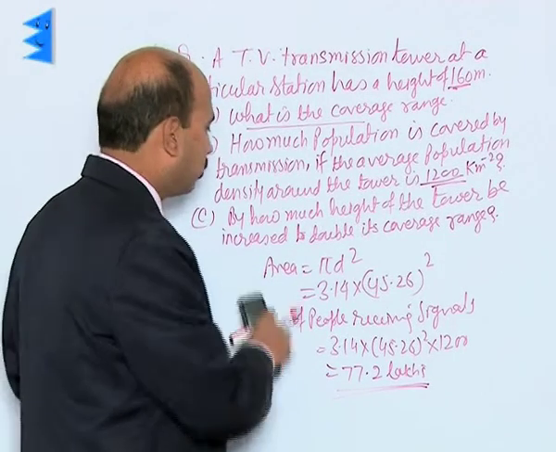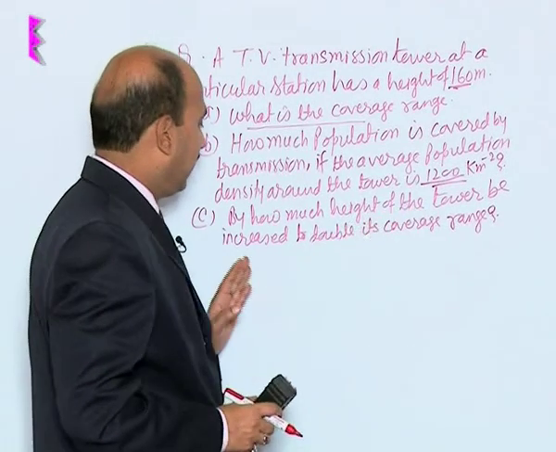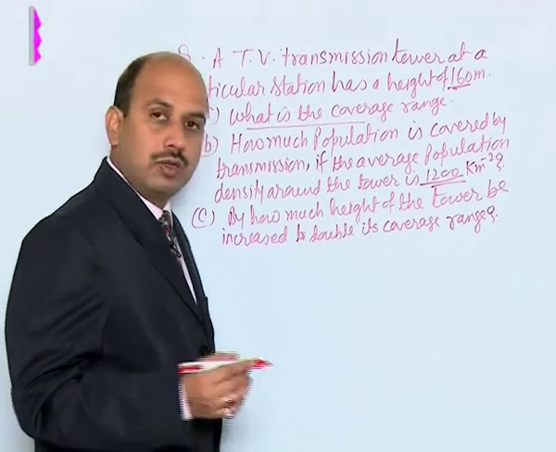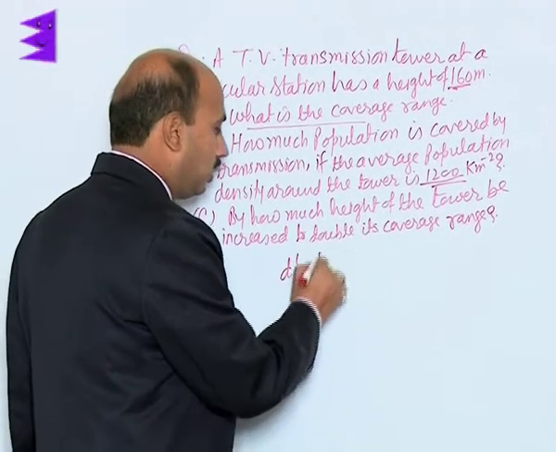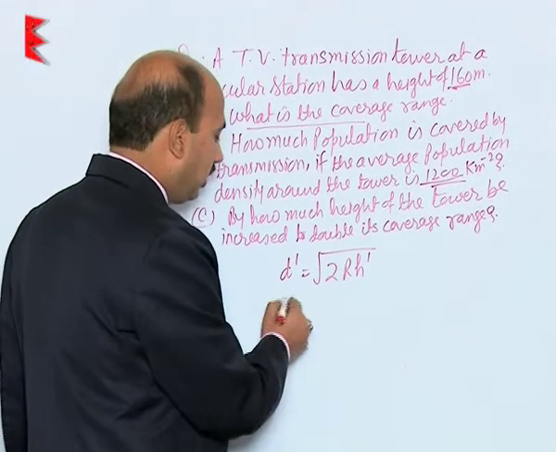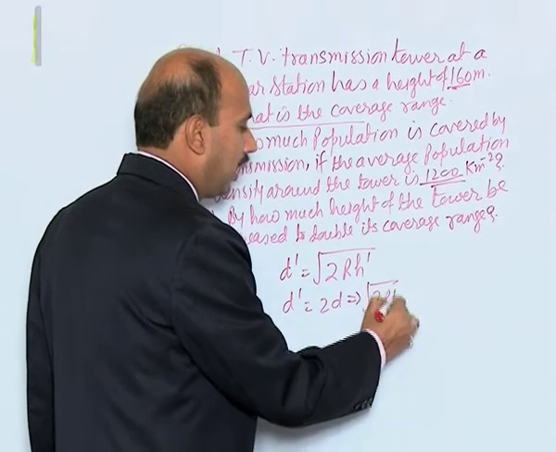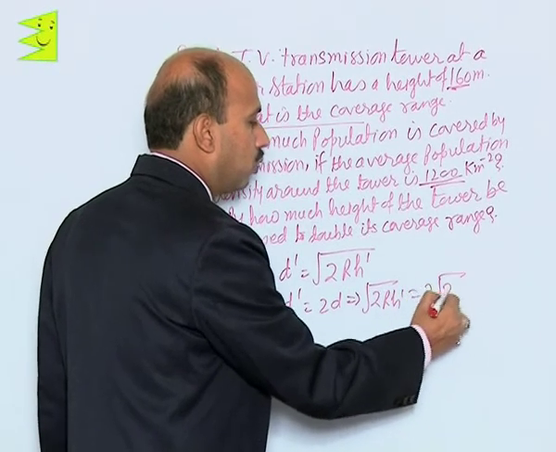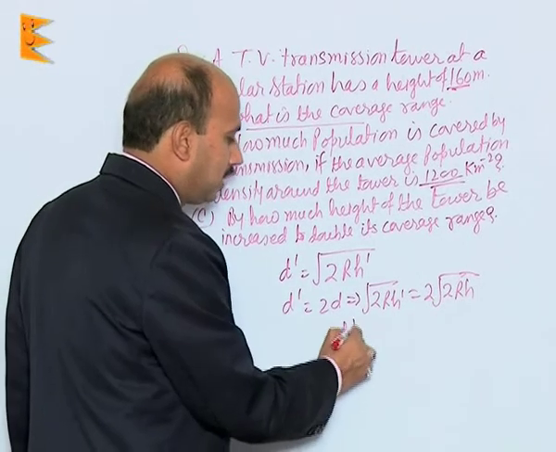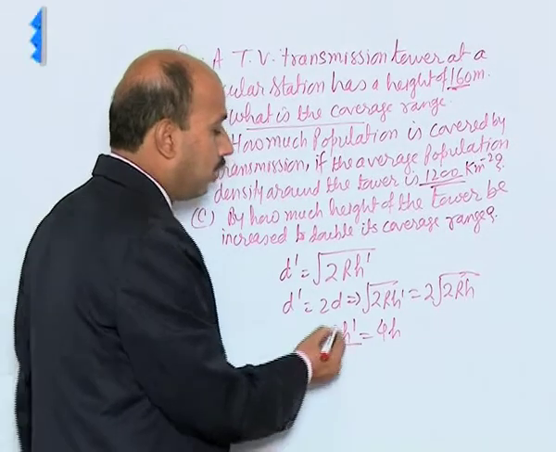Now the last part of the question says, by how much should the height of the tower be increased to double its coverage range. So if you want to double its coverage range, suppose the new coverage range is d dash, so that you can take the new antenna of height h dash, that is d dash is equal to 2d. So we can write under root of 2 r h dash is equal to twice of under root of 2 r h. When we solve it, we can get h dash is equal to 4h. So this should be the height of the new antenna.